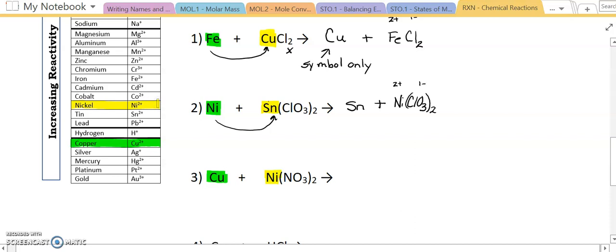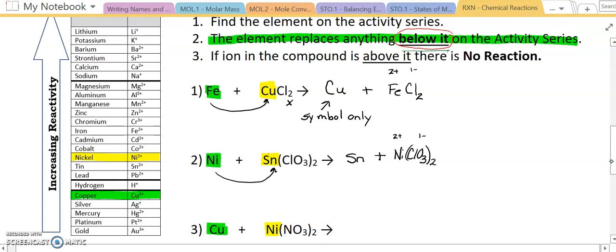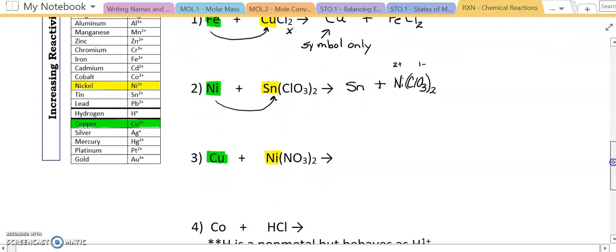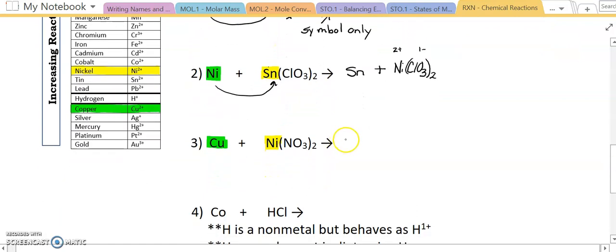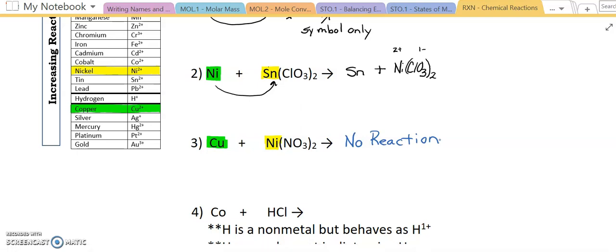But copper does not replace nickel. So in this chemical reaction, if an ion in the compound is above it, there is no reaction. So I am not going to predict products for this. Instead, I am just going to write no reaction because nothing will happen. I place a piece of copper into a solution of nickel(II) nitrate and it just sits there. It just gets wet.